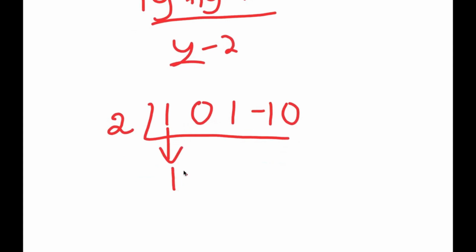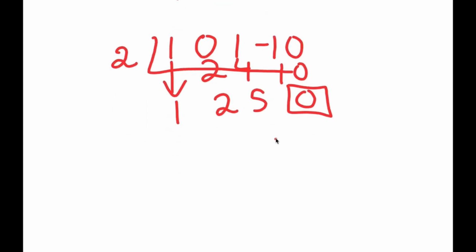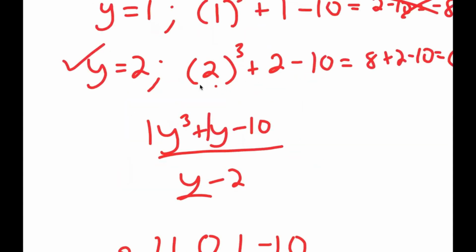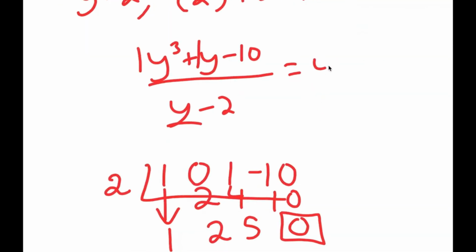So now to do this, I'm going to first drop down 1. 2 times 1 is 2, so I'm going to put 2 here. 0 plus 2 is 2. 2 times 2 is 4. 1 plus 4 is 5. 2 times 5 is 10. Negative 10 plus 10 is 0. So I get a remainder of 0. And I get 1, 2, 5, which will be my coefficients. So I get y squared plus 2y plus 5. Meaning, y to the power of 3 plus y minus 10 divided by y minus 2 is equal to y squared plus 2y plus 5.